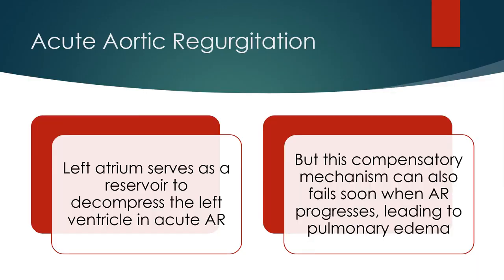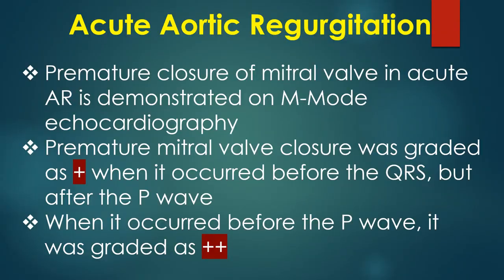Left atrium serves as a reservoir to decompress the left ventricle in acute AR. But this compensatory mechanism can also fail soon when AR progresses, leading to pulmonary edema. Premature closure of the mitral valve in acute AR is demonstrated on M-mode echocardiography.